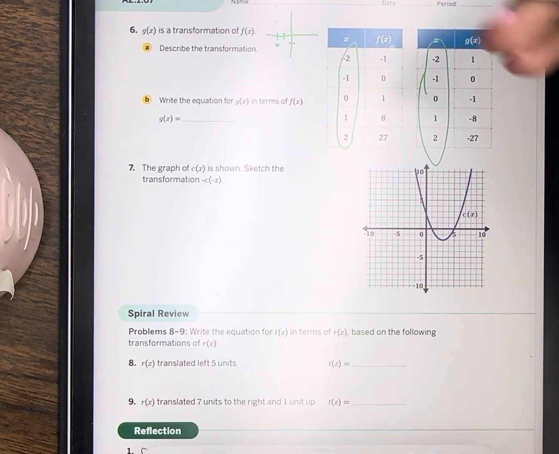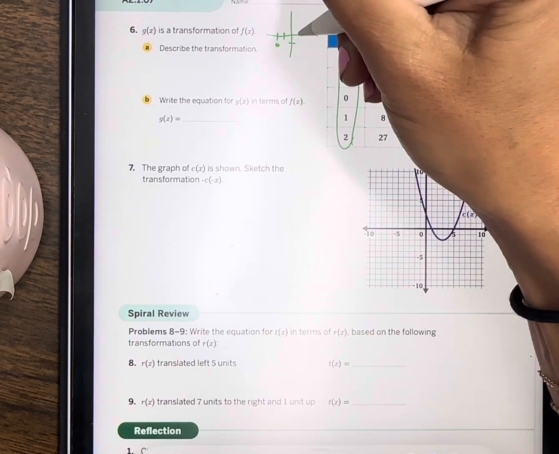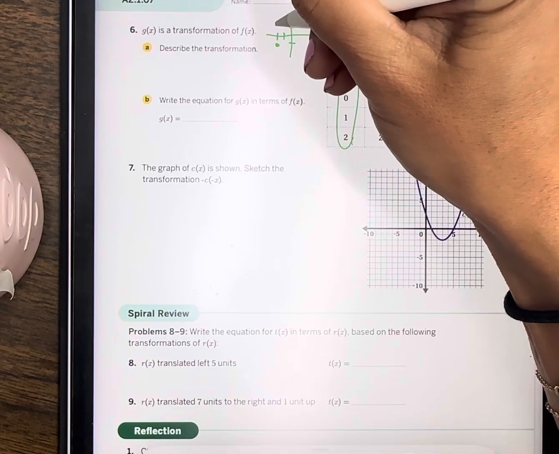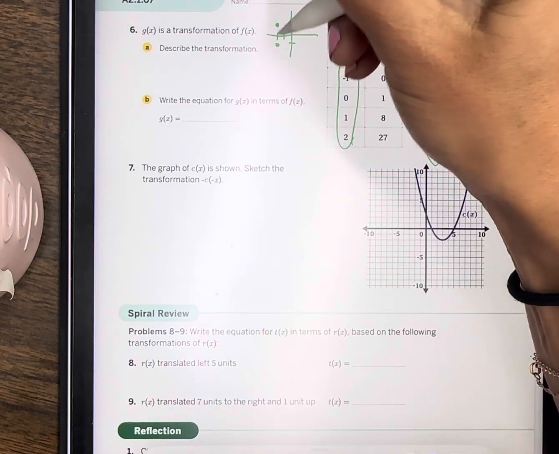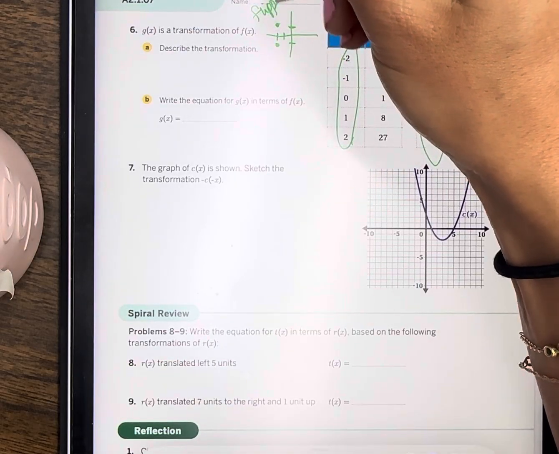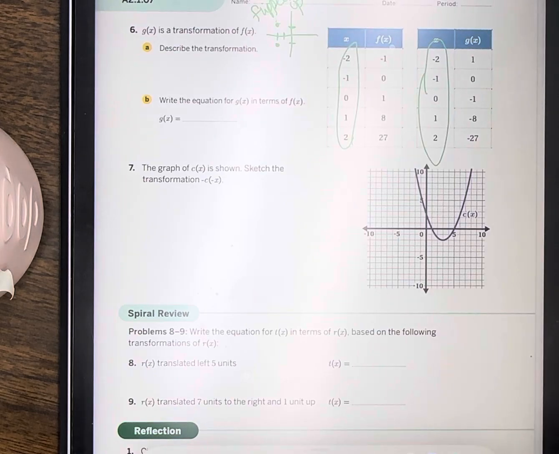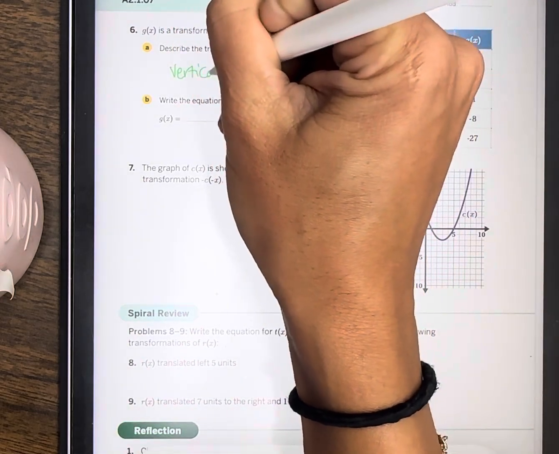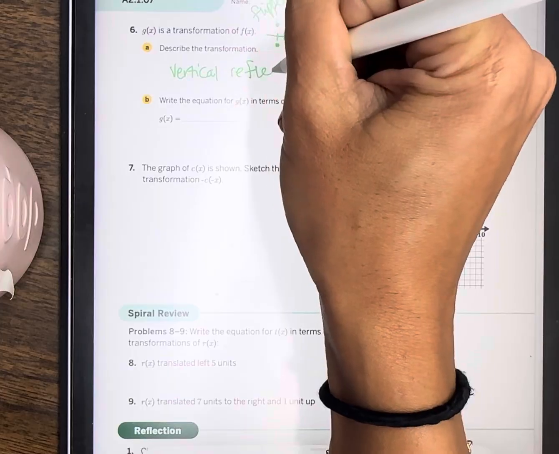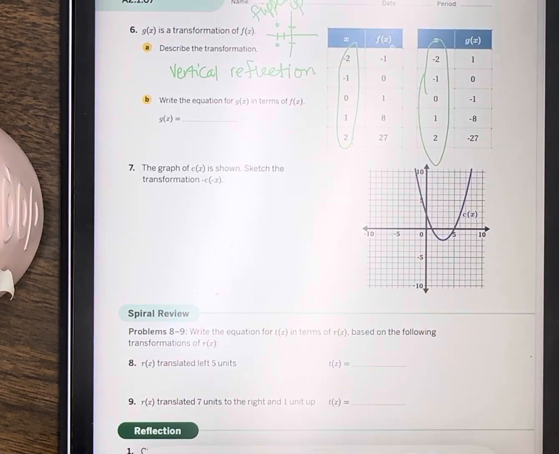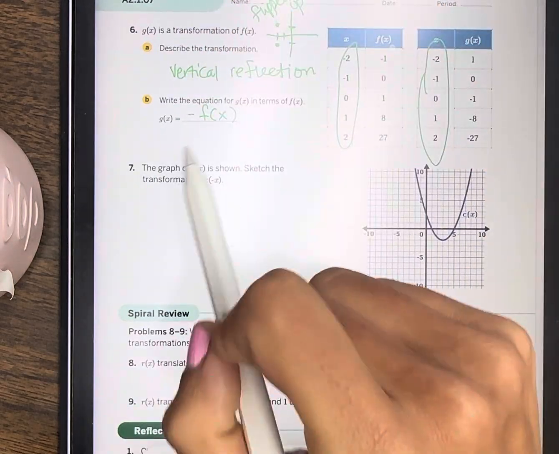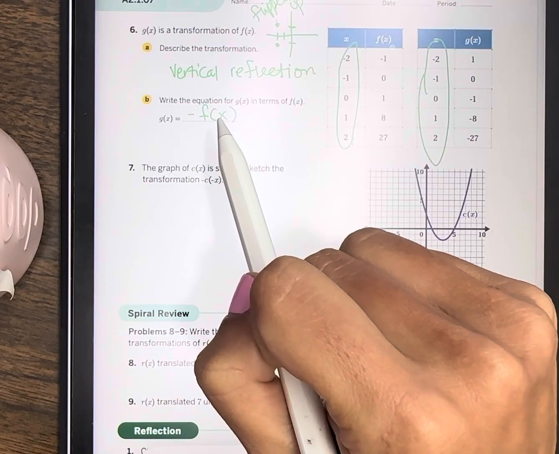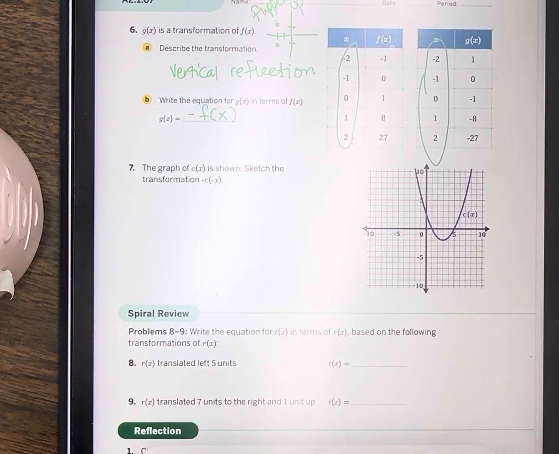And look where it went. It went to -2, +1. So it flipped over the x-axis. It flipped up. That makes it a vertical reflection. Okay? And now it wants me to write an equation. Easy peasy. Reflections are the easiest. If it's vertical, I'll put it in the front. If it's horizontal, I'll put it inside the parentheses in front of x.